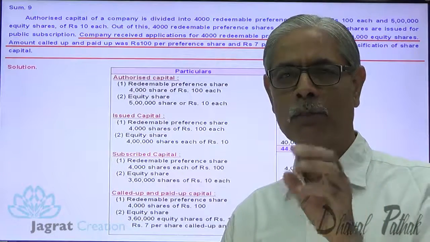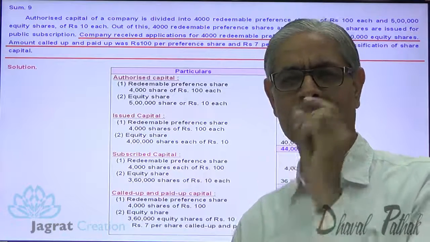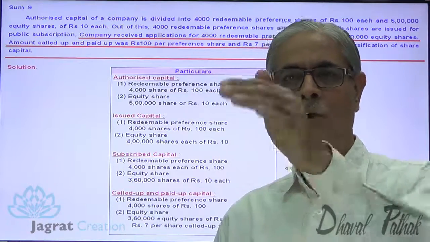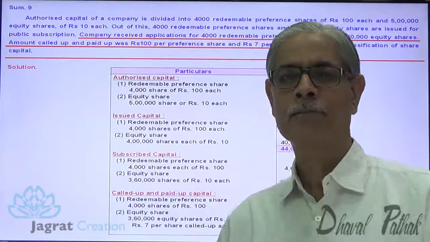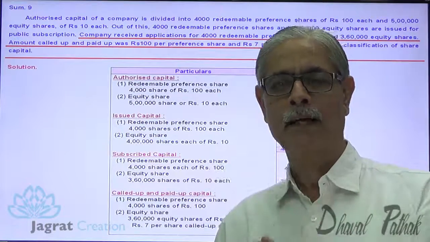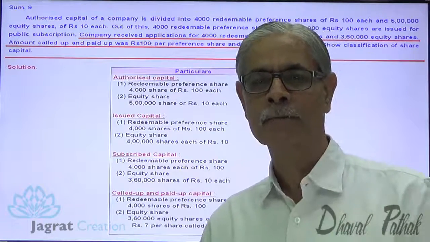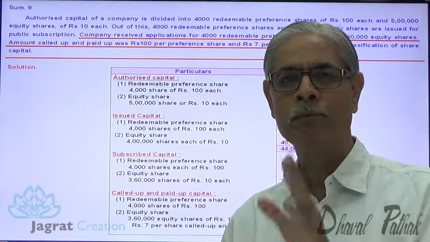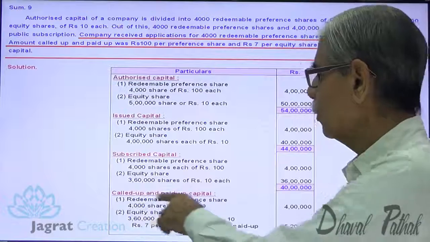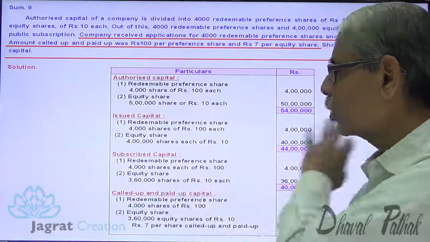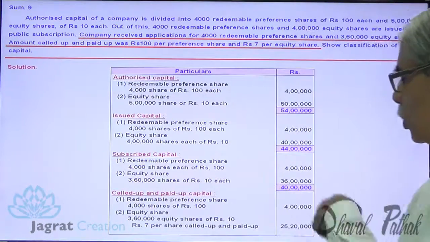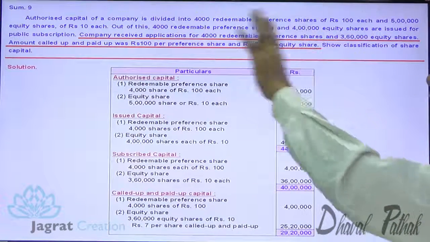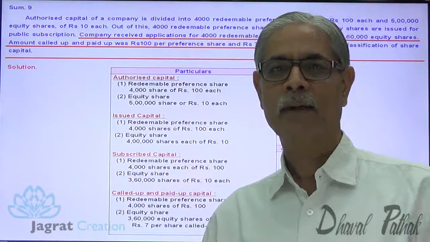But suppose that out of this called up capital, on a few shares some amount is not received, then paid up capital is equal to called up capital minus calls in arrears. Or the difference between called up capital and paid up capital is also known as calls in arrears. Here you are not given the information about calls in arrears, so we have presumed that called up capital has been paid up. So I have made a common title for called up and paid up capital. This is the total of called up and paid up capital, 29,20,000. This is how this sum is presented.